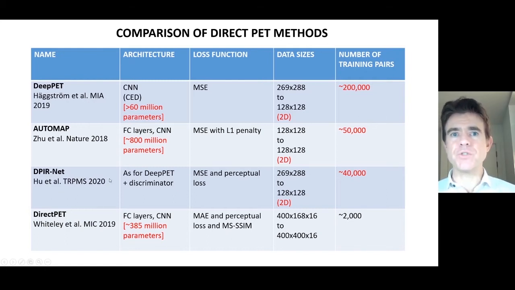There are other methods out there, and perhaps the one on the bottom is worth noting because they didn't use quite as much training data and they were beginning to get into 3D reconstruction, but still a large number of parameters. This third row here is similar to DeepPET, but they added on an adversarial network to provide a discriminator, and they also had a perceptual loss included as well.